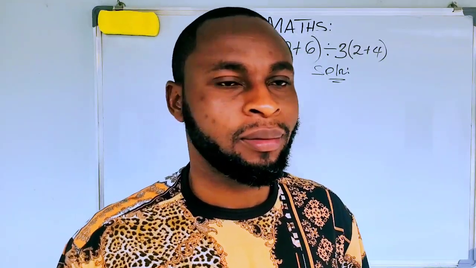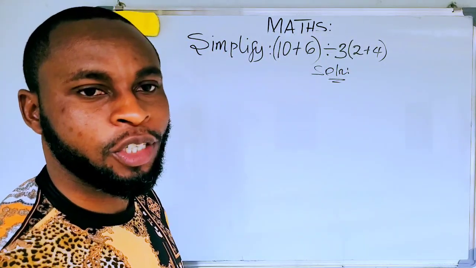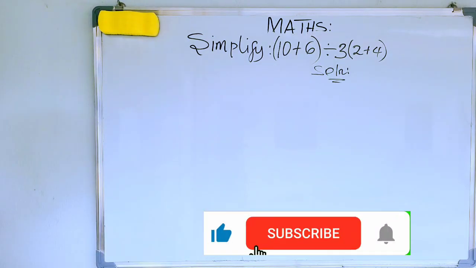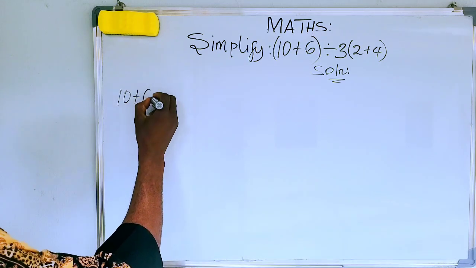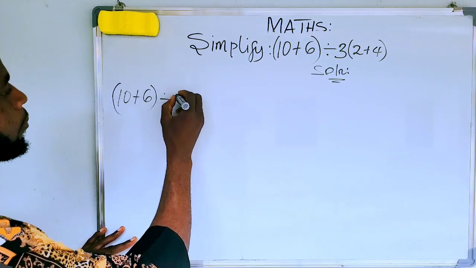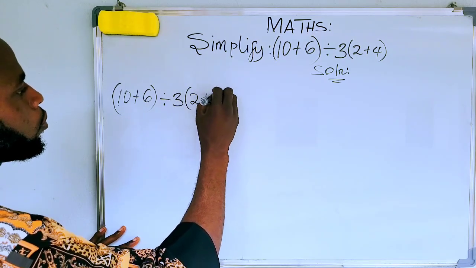Welcome to my channel. Let us learn how to simplify this expression correctly. Now, I put the question down here. We have 10 plus 6 in parentheses divided by 3 into 2 plus 4.